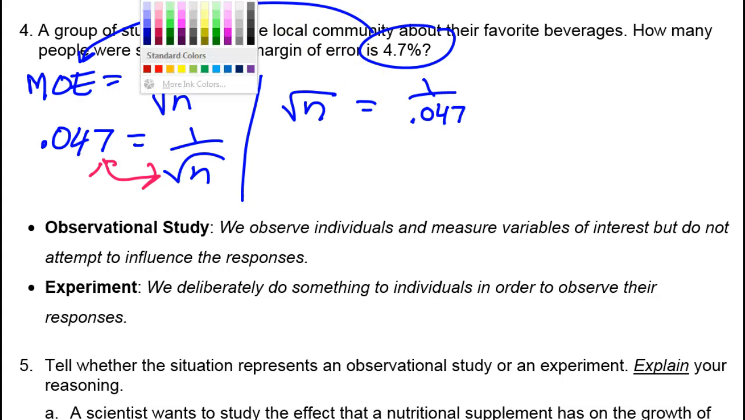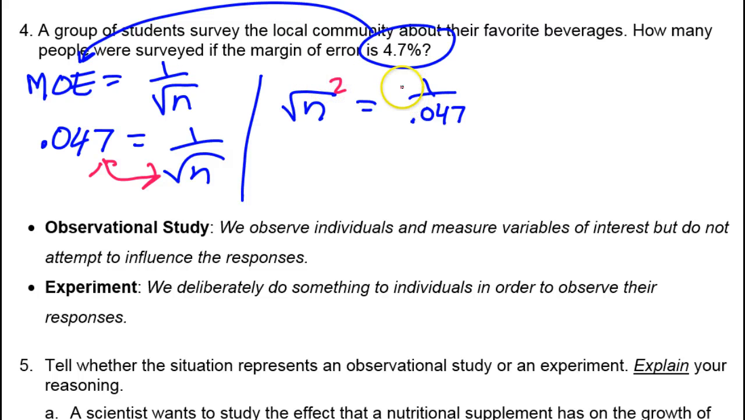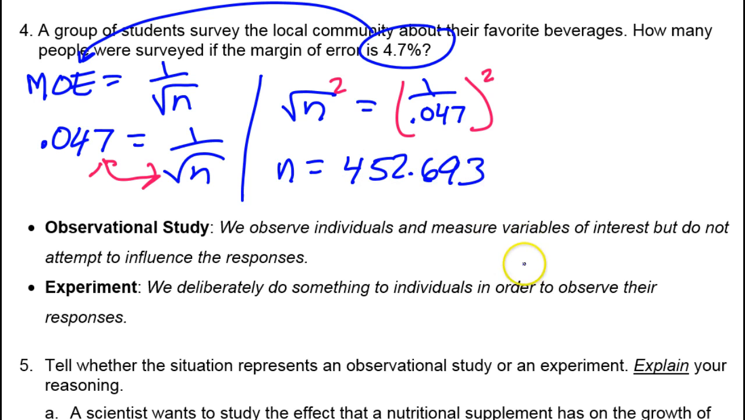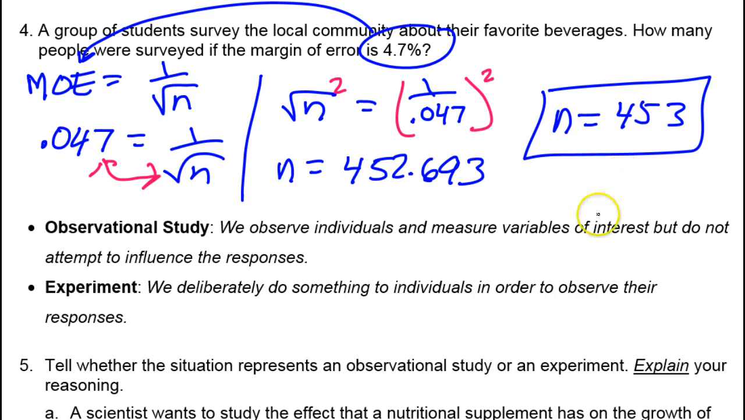How do I make that radical go away? Square. Not technically, it's not the square root. We're squaring both sides. Put that in your calculator and tell me what it is. 453.293. Okay? So we need to round that to the nearest whole person. So what am I going to put for my final answer? 453. All right? So that would be the final answer.